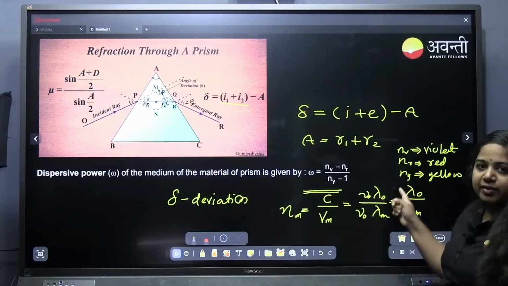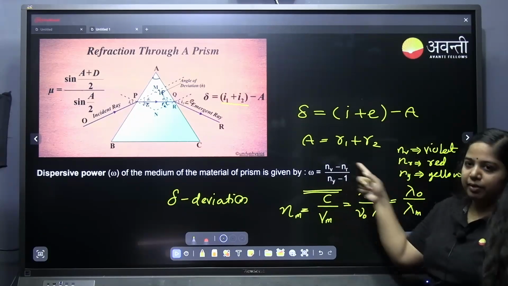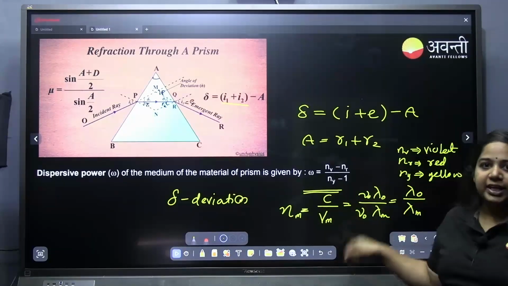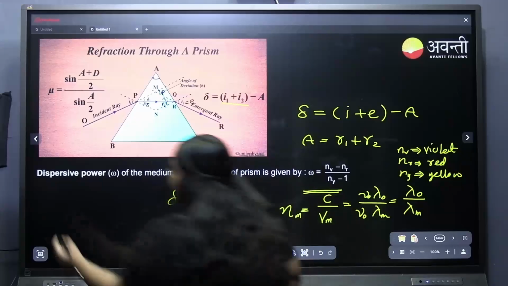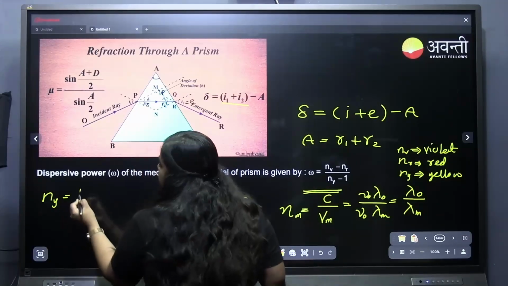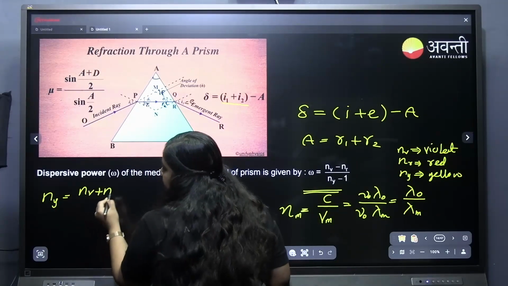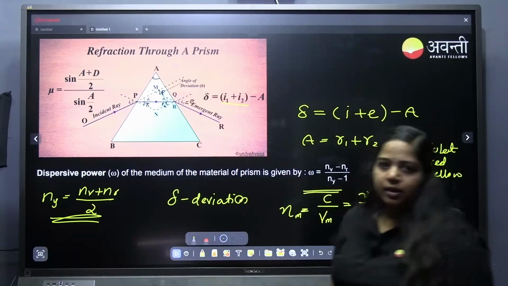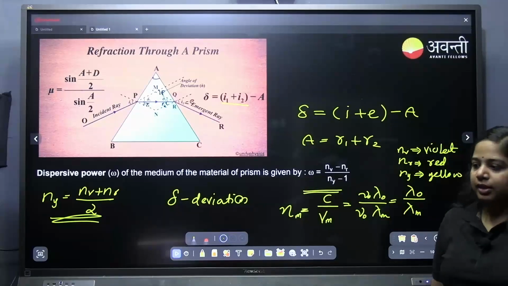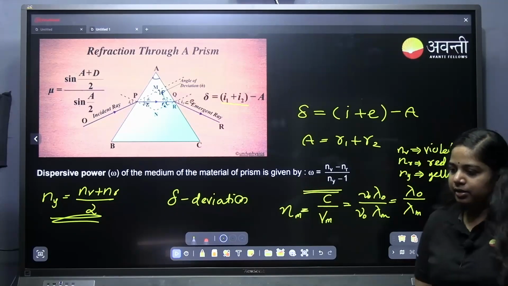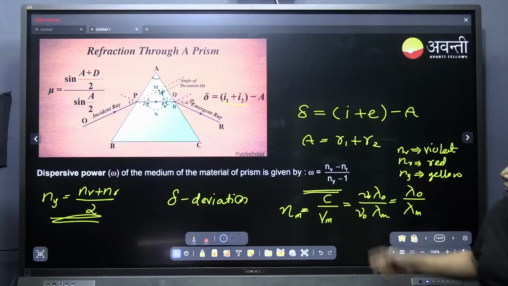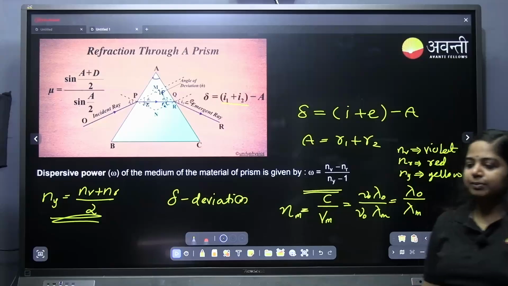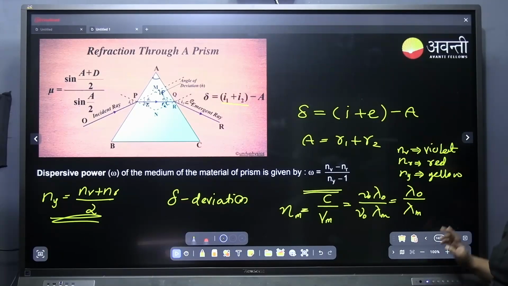If you know the refractive index for these, you can find dispersive power. Now, let's say NV and NR are only given, NY is not given, then you can find NY is equal to NV plus NR divided by 2. Okay, is that clear? This is for finding dispersive power of prism. If no doubts, we can move on to the next topic.